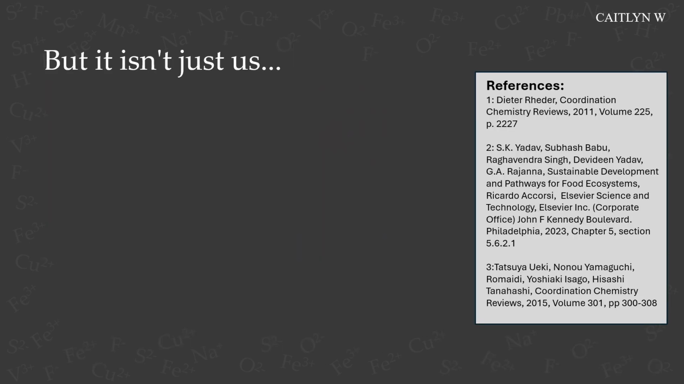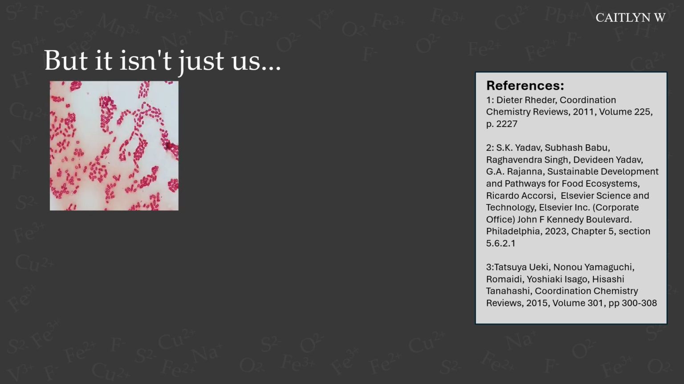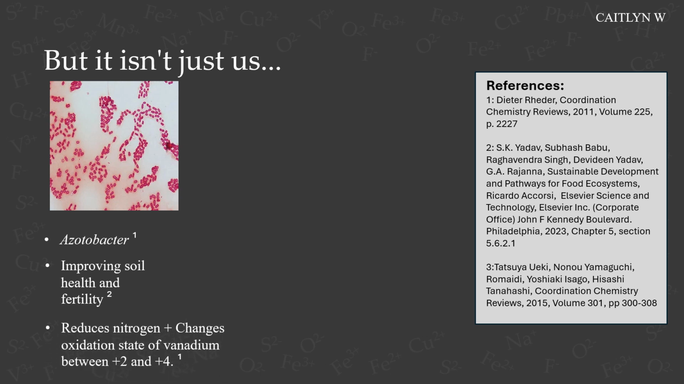But it isn't just humans that rely on these oxidation states of transition metals. This is a bacteria called Azotobacter. It likes to keep our soil nice and healthy and fertile in a redox reaction between nitrogen and vanadium, in which nitrogen is reduced and vanadium is oxidized from the +2 to +4 state.